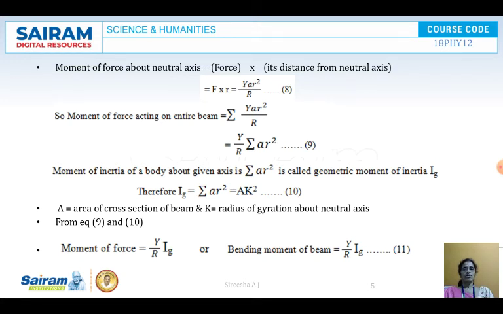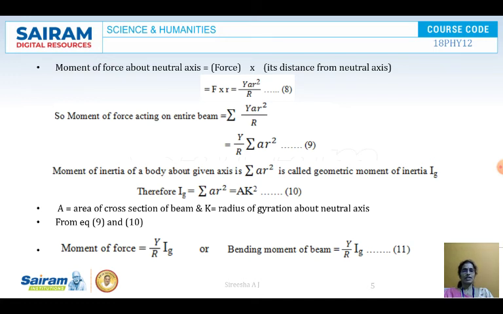Now, the moment of force acting on the entire beam is a summation of all the moments of forces about the neutral axis. So it is summation of YA small r square by capital R. So Y by R remains constant. We take the summation of A r square, as the moment of inertia of a body about a given axis. Summation of A into small r square is called the geometric moment of inertia, termed IG. Therefore, IG is summation of A into small r square, which is nothing but AK square, where A is the area of cross section of the beam and K is the radius of gyration about the neutral axis.